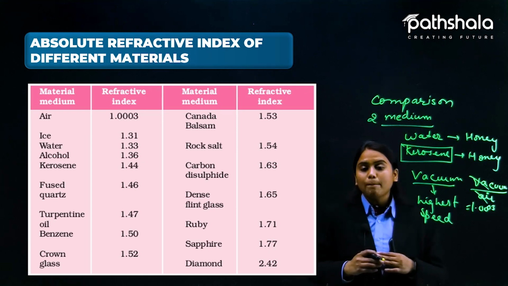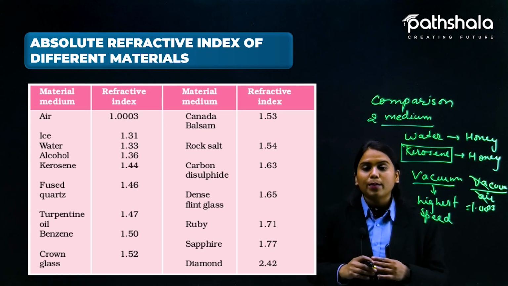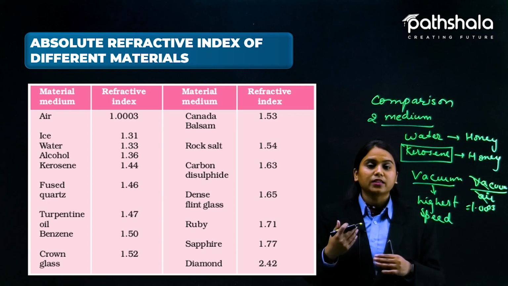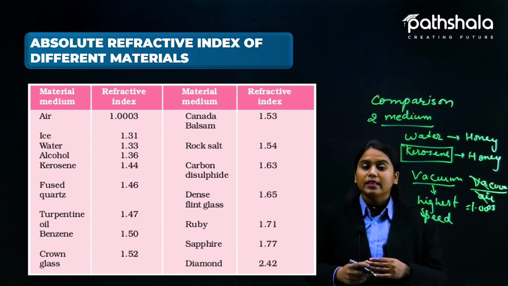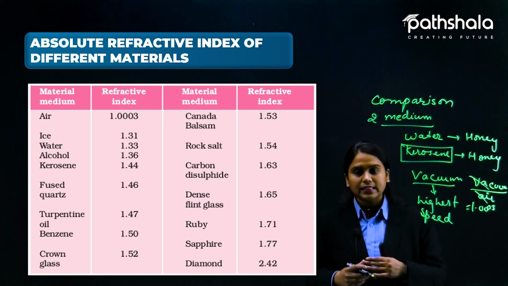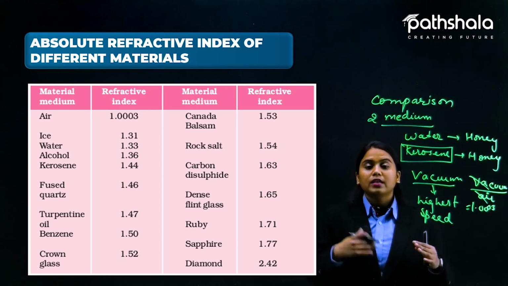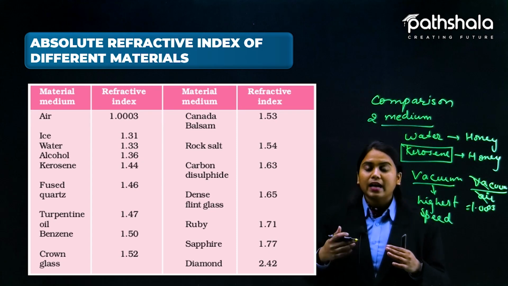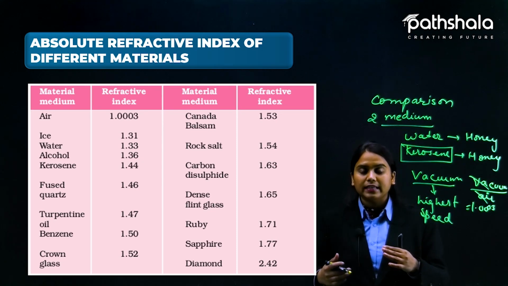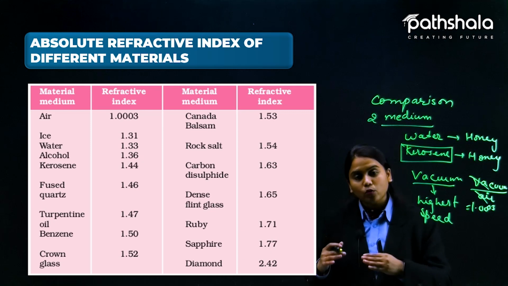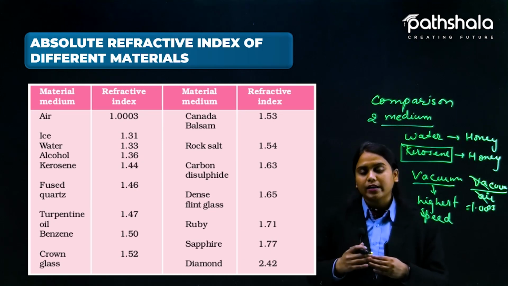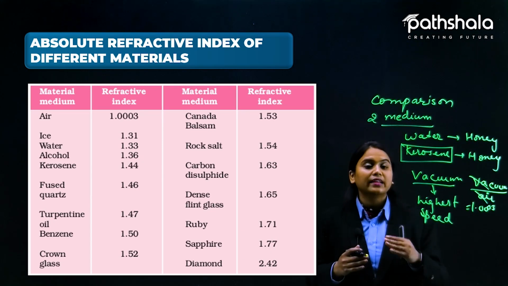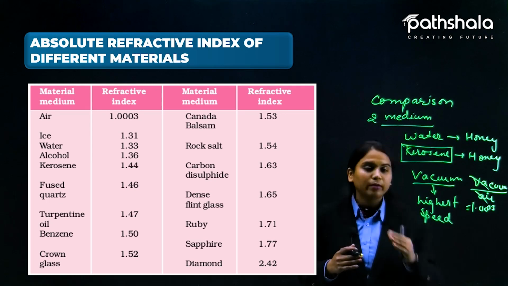Okay, so for comparison, now ice is 1.31. It is a lot more than the vacuum. That gives us an idea that light is going to be bent very much here. Water 1.33, alcohol 1.36, kerosene 1.44. See, at a random pace how it is going to extend here. So the refractive index is going to increase. Absolute refractive index is going to increase. This shows that the light is going to be bent more and more.